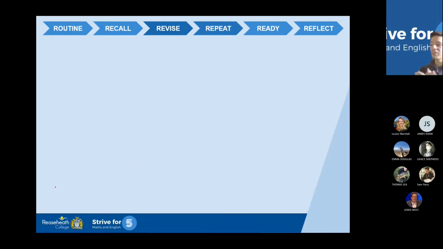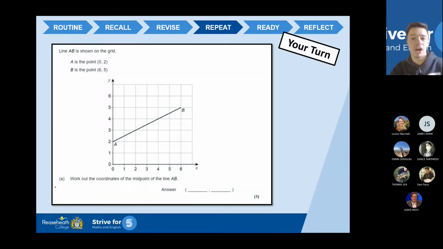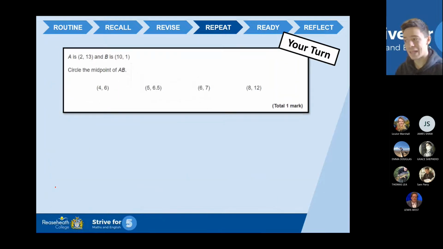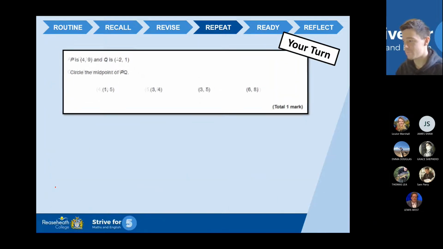This is the bit where I pass on the mantle to you guys. I would like you to work out some midpoints from a graph and then also from a pair of coordinates. So back onto Desmos. This is the bit where you guys can show them what you can do. And then just work through them as best as you can, okay?